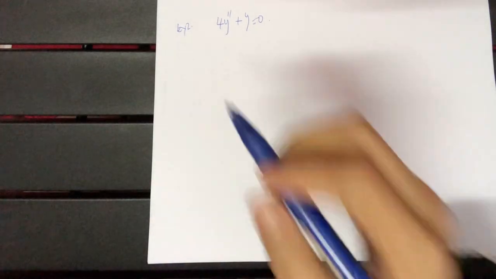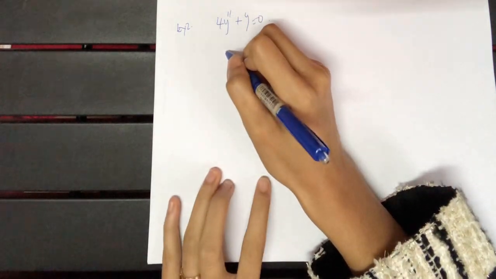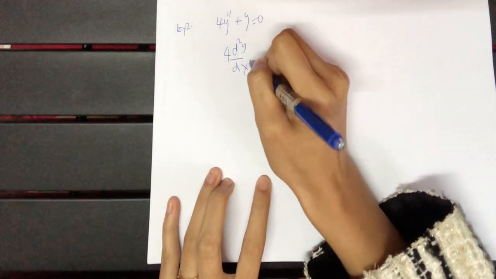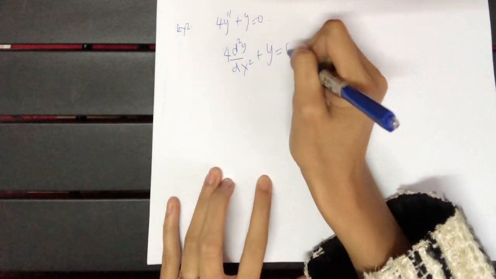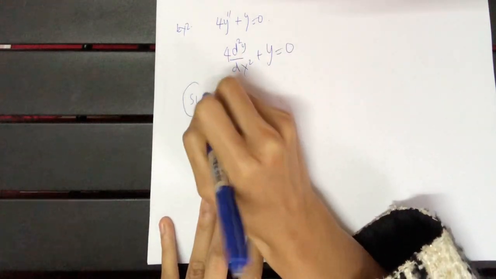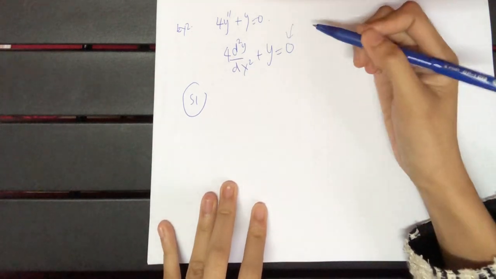If you are not familiar with this, you can write it first. So it's equal to d square y dx square plus y equal to 0. Now step number 1. But the first thing first, yes, you need to check whether you have f(x) or not.